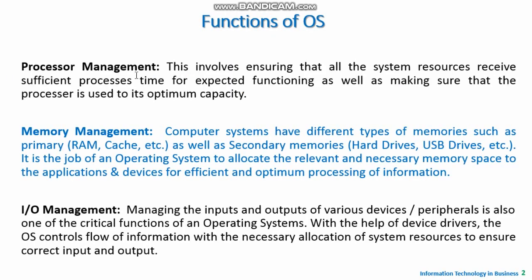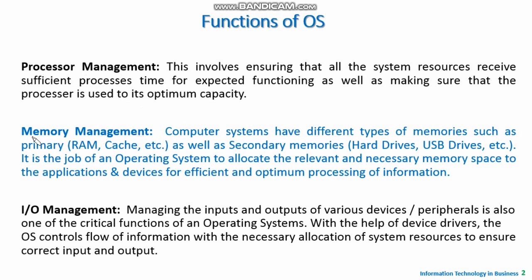So when you come to process management, what is meant is that system resources must get sufficient time and the processor is well utilized. We know the CPU is central to the system, so using it to the best capacity and providing it equally to all the system resources. So organizing the processor to its best and uniformly to all programs is process management.